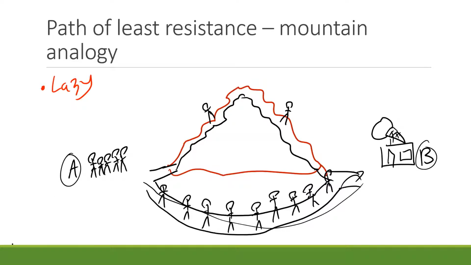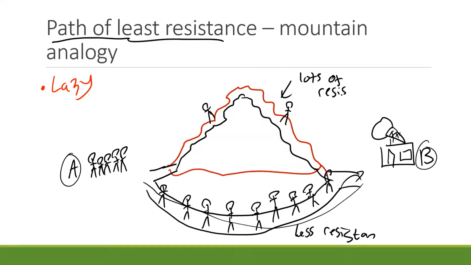And that's because students, just like electrons, will always take the path of least resistance. This path down the bottom has less resistance because it's really easy to walk down this path than this path at the top. This one has lots of resistance. Now, let's use our electricity terms here. The path of least resistance has high current. There are lots of students here. The path of most resistance has low current.